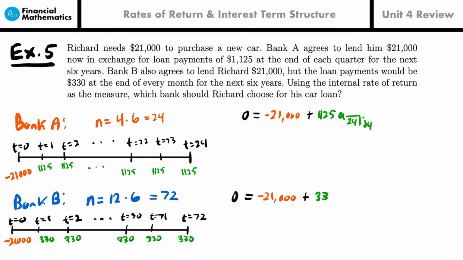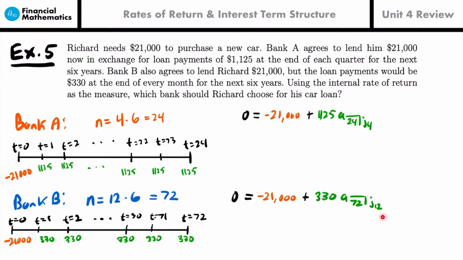We'll have $330 times A 72 bracket J sub 12, right? These $330 payments are monthly payments. They're being made for 72 months. So the interest rate that would be used for that calculation for an annuity immediate would need to be a monthly rate.